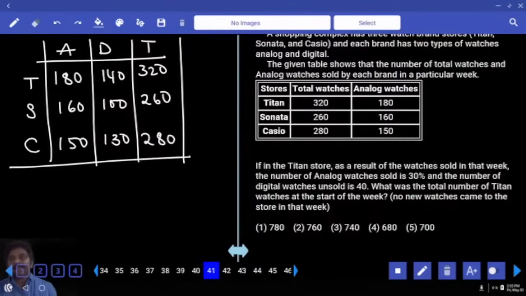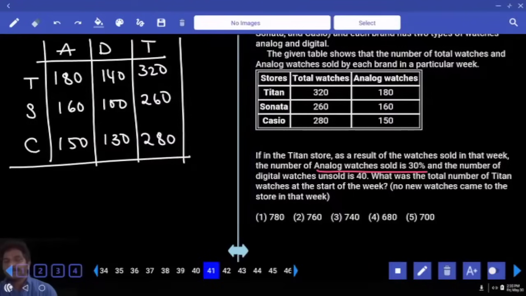If in the Titan store, as a result of watches sold in that week, the number of analog watches sold is 30% and the number of digital watches unsold is 40. What was the total number of Titan watches at the start of the week? No new watches came to the store in that particular week. Okay. How many are sold?